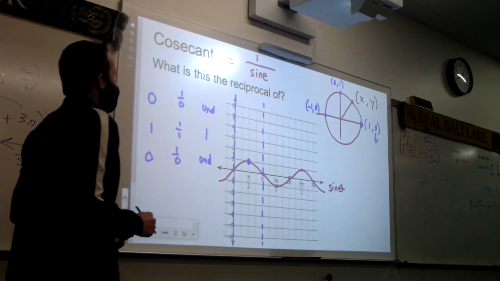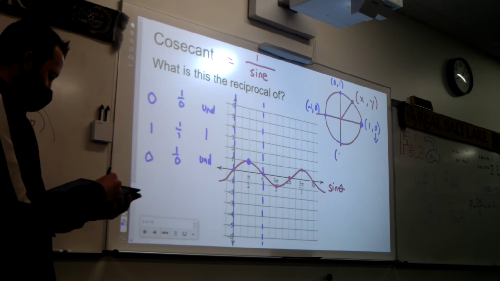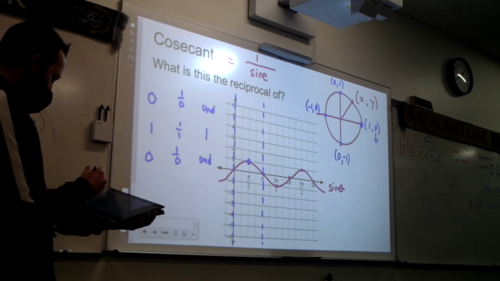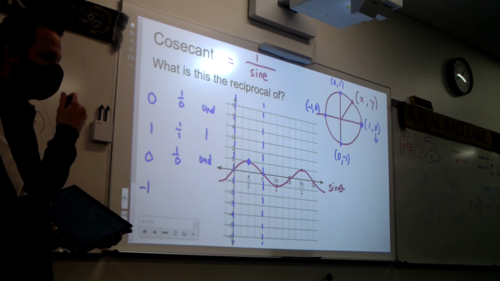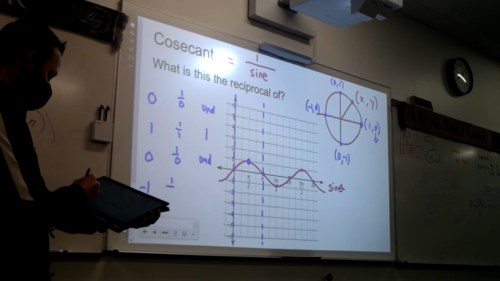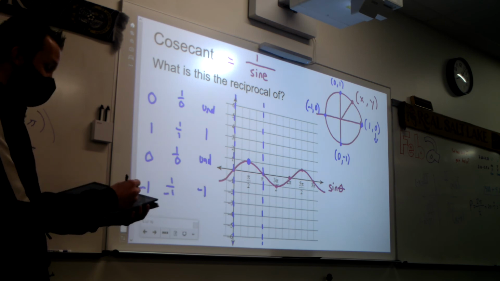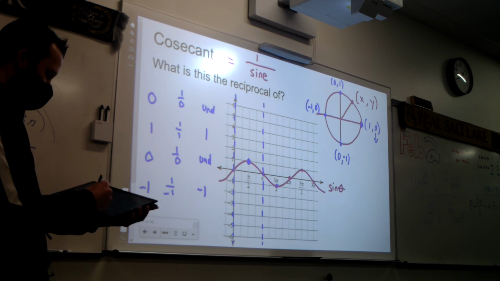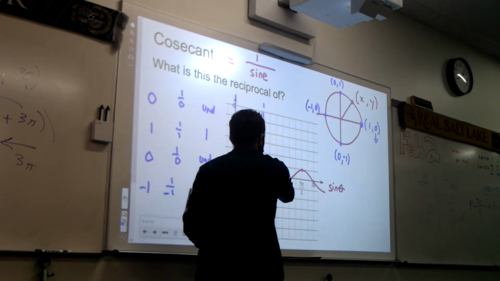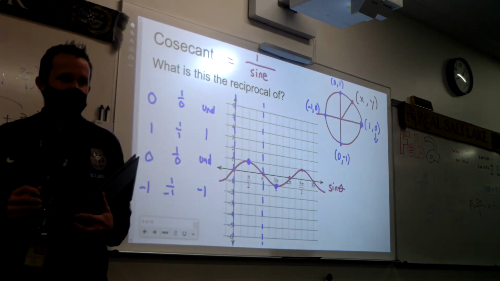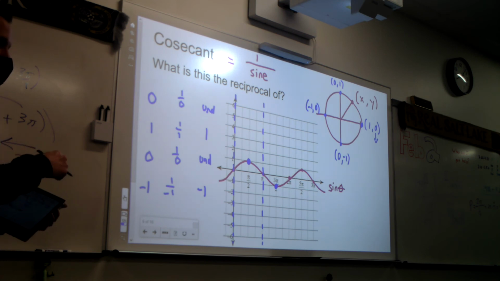asymptote. Okay, now go with me to 270, or 3 pi halves. This is 0, -1. Guys, what is the reciprocal of -1? It's 1 over -1, which is what? -1. So I'm going to put a dot at -1, and do you see how once again it's matching up with our sine graph?